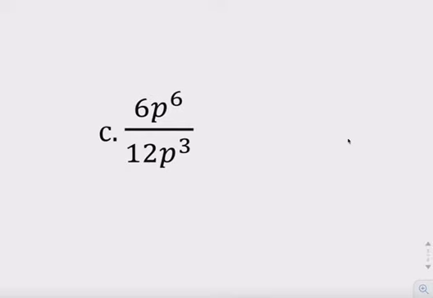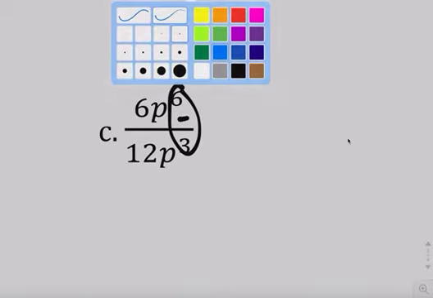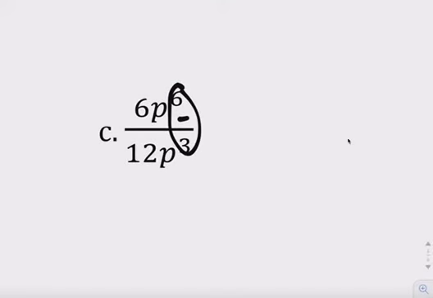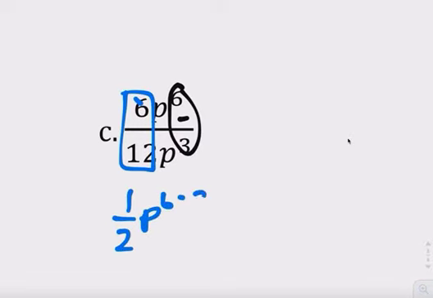Quotient rule of powers. You subtract these. Quotient rule of power, you subtract. Reduce this, becomes 1 over 2, p to the 6 minus 3. You get 1 over 2, p to the 3rd.